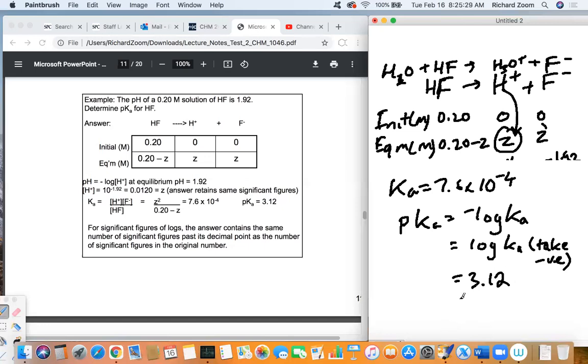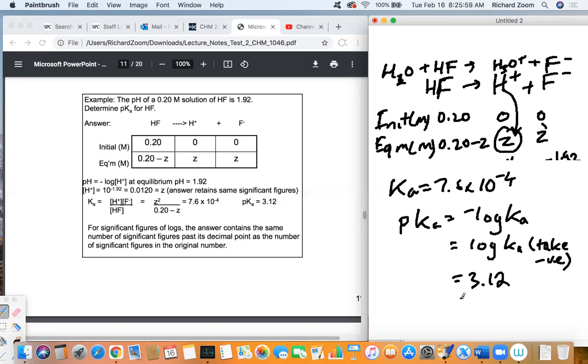So try this in your calculator. Take 7.6 times 10 to the negative 4 and then hit the log button on it. You should get negative 3.12. If you're taking the negative of that log, you're really just taking the negative of the negative, which is a positive. That's why it comes out to 3.12. I'll talk about the significant figures in a second, but does anybody have any questions about that? Just make sure you can do it in your calculator.